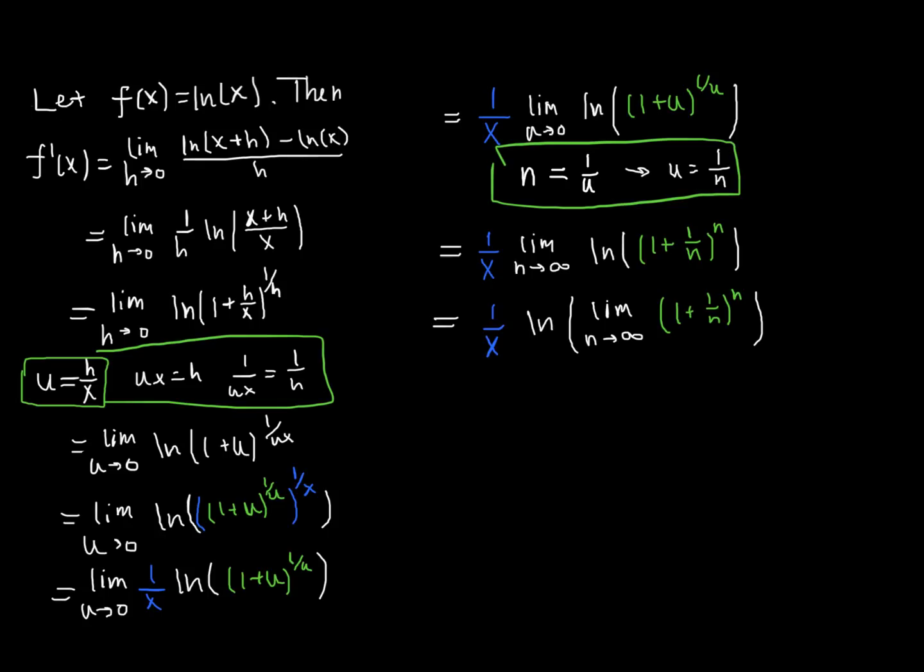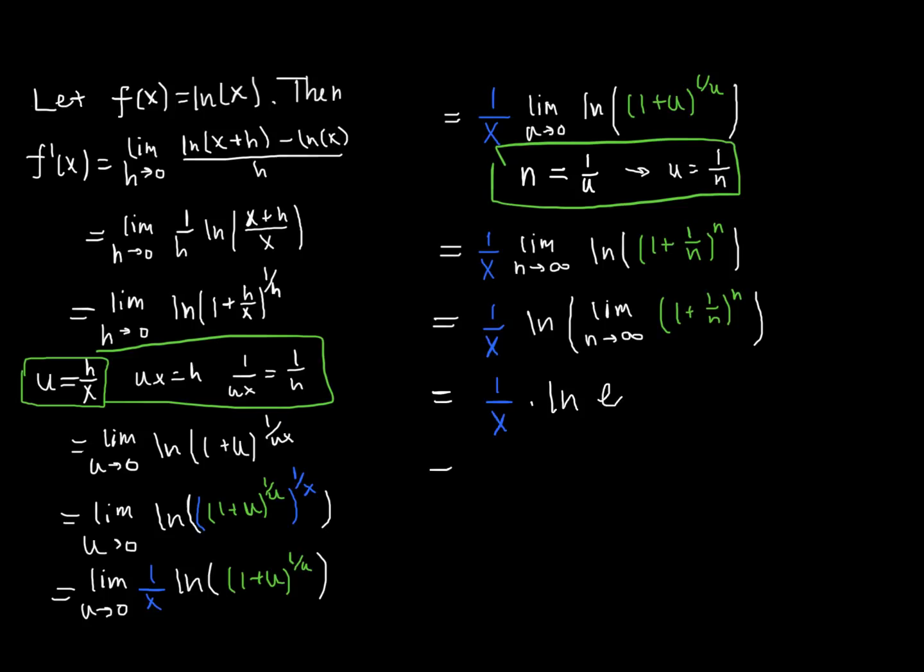And at this point, we are in great shape, because we can evaluate this limit. This is the definition of Euler's number. The limit as n approaches infinity of 1 plus 1 over n to the n is 2.718, and so on forever and ever. It is the value e. And so here we can now evaluate the limit and evaluate our expression. We will have 1 over x times the natural log of e.